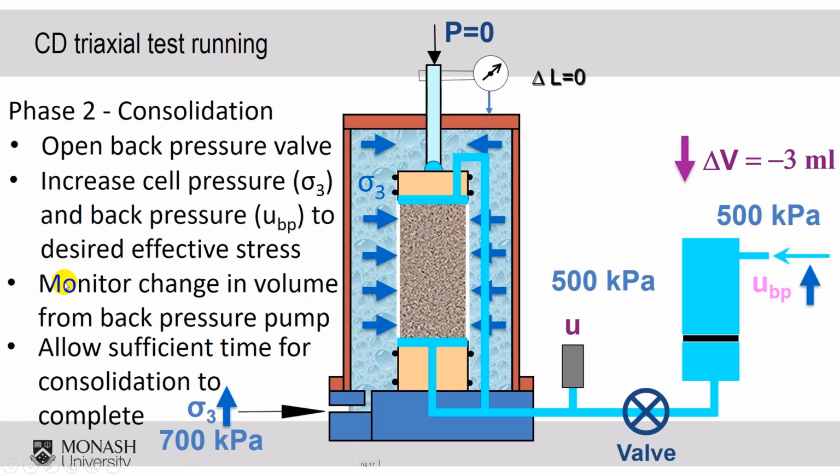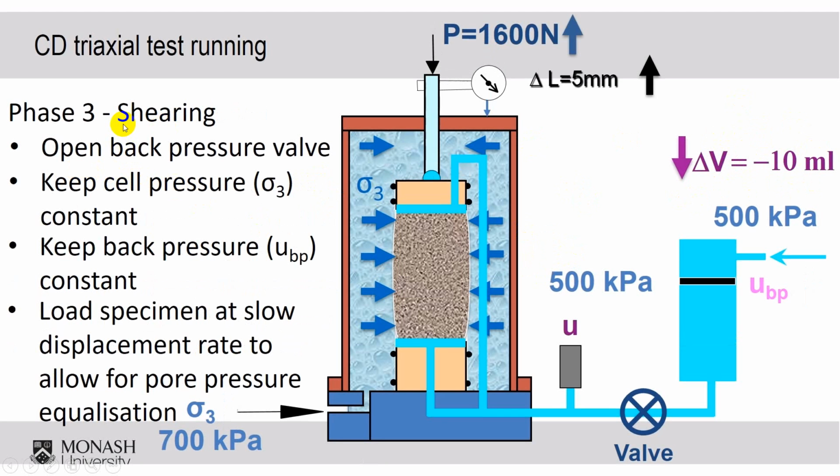And you monitor the change in volume from the back pressure pump. When it consolidates, we will generally have a volumetric change, let's say, -3 milliliter. Just note that when you plug that into the calculation, you will have to transfer that delta V into, maybe, +3, because it will cancel out that change. We'll see that after.